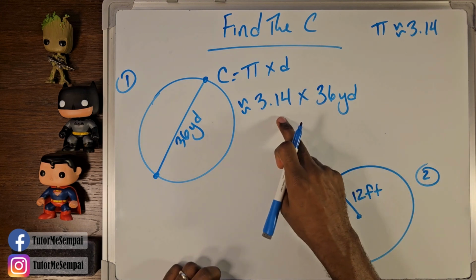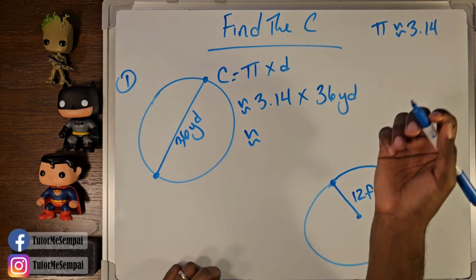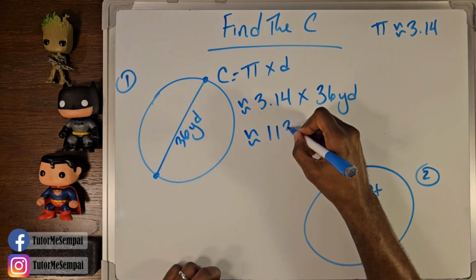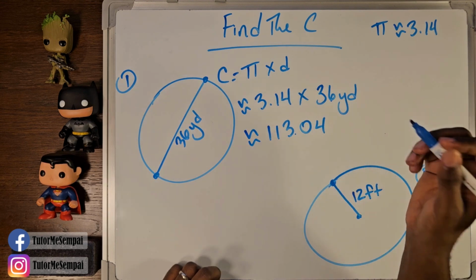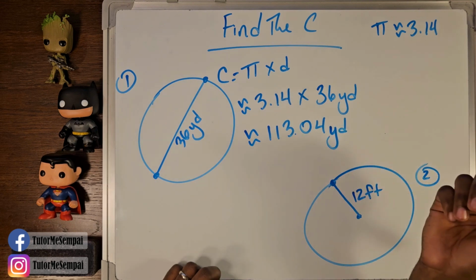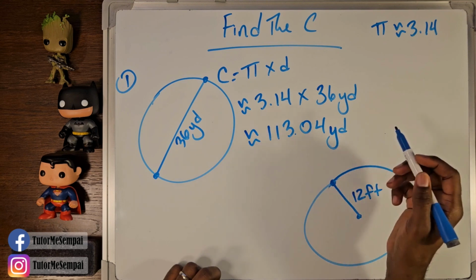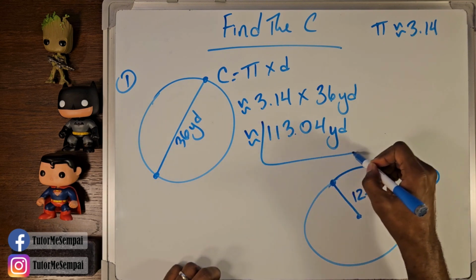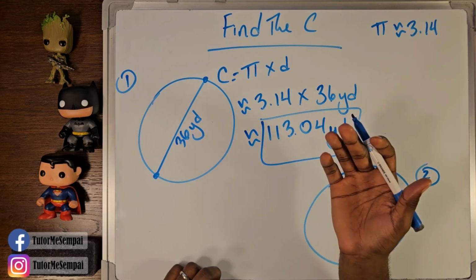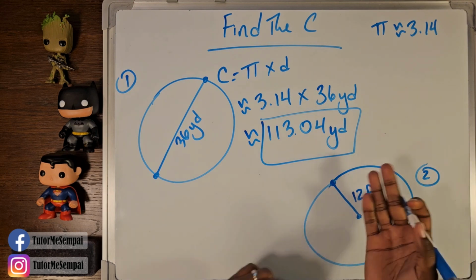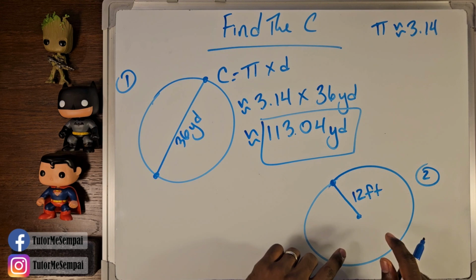So you can do 3.14 times 36 yards, and if you were to do that, you would get what? 113.04, and remember, the units you start with are the units you end with. So 113.04 yards is going to be the approximate value for our circumference. If you're given your d, your diameter, you can plug it into your formula and find the circumference. Now let's move on to our second one.